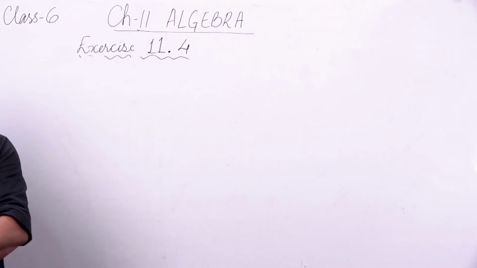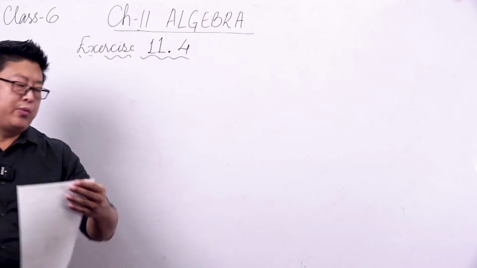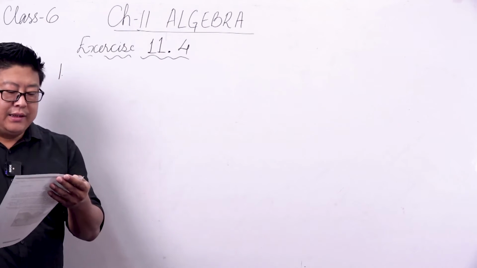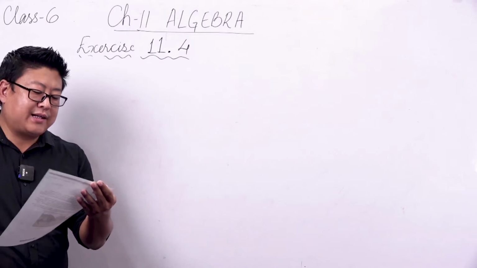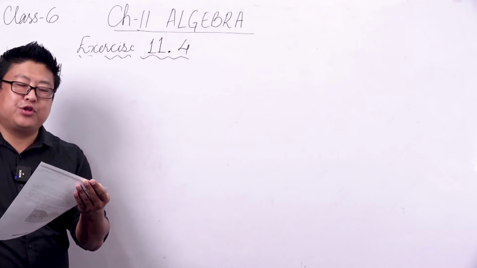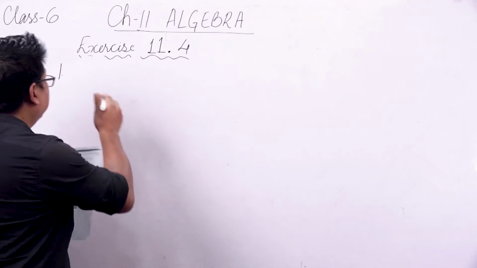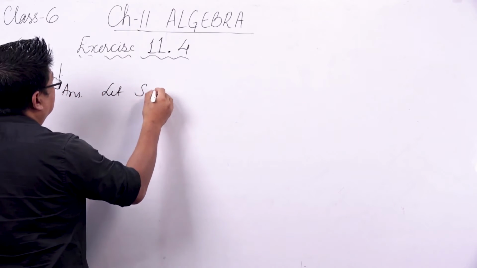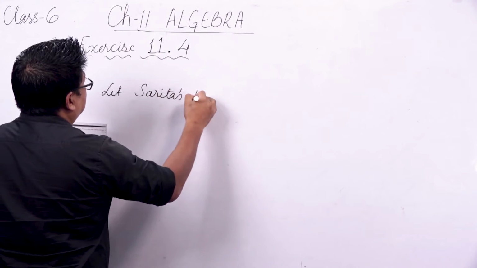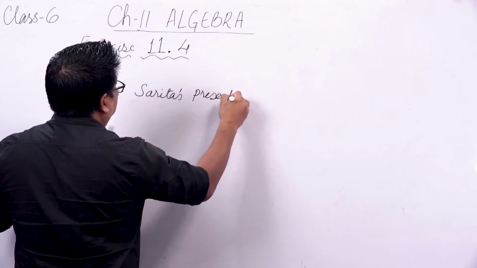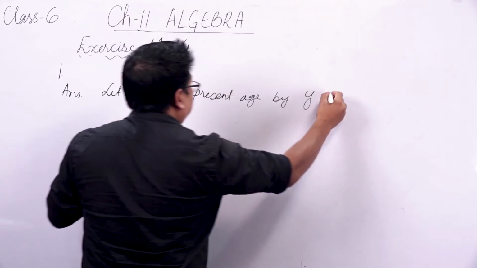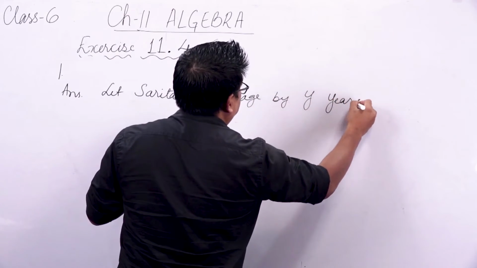11.4. And the first question, question number 1, we have to answer the following. Take Sarita's present age to be y years. Okay? So let Sarita's present age be y years.